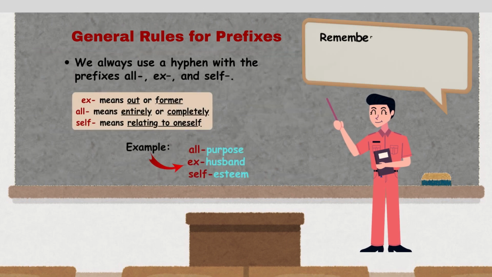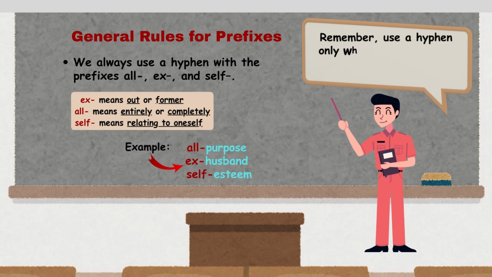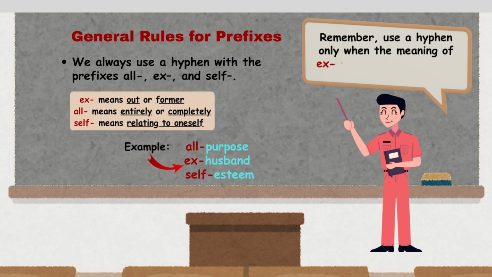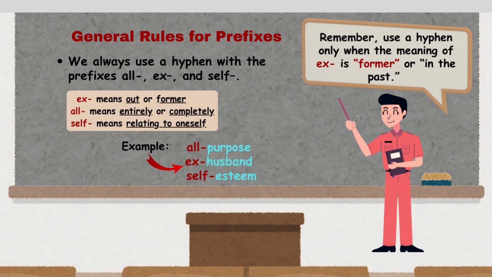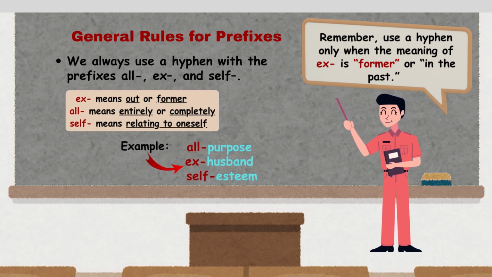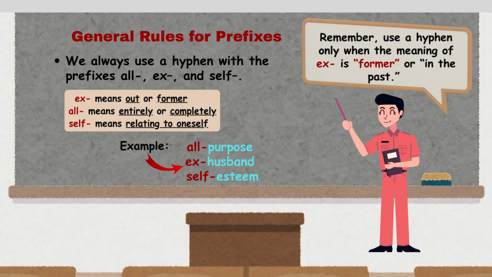We always use a hyphen with the prefixes all, ex, and self. All-purpose, ex-husband and self-esteem are some examples of hyphenated prefix words. Remember, use a hyphen only when the meaning of ex is former or in the past.